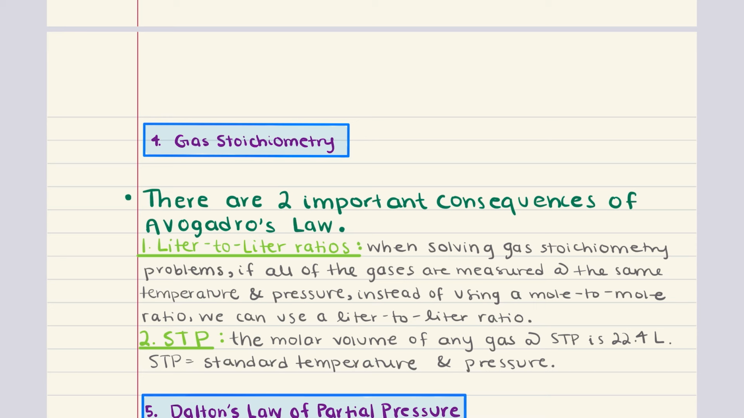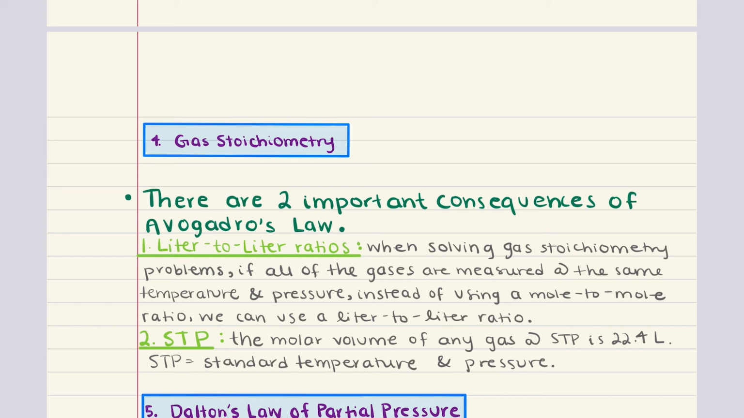Today we're going to be continuing our lecture on gases, and we've made it to the fourth objective. The fourth objective deals with gas stoichiometry, and here we want to start by revisiting Avogadro's law. Avogadro's law states that when the temperature and pressure remain constant, the volume of a gas is directly proportional to the number of moles of gas.